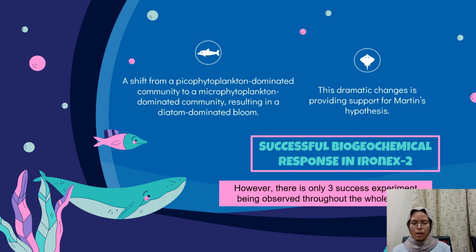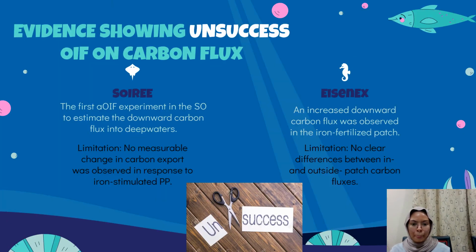There are also successful and unsuccessful experiments throughout the whole set of experiments. The successful biogeochemical response is in IronEx 2. This is because there is a shift from a picoplankton dominated community to a microplankton dominated community. This results in a diatom dominated bloom. This dramatic change provides support for Martin's hypothesis.